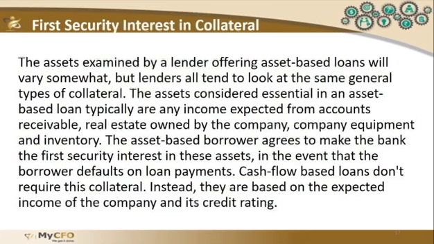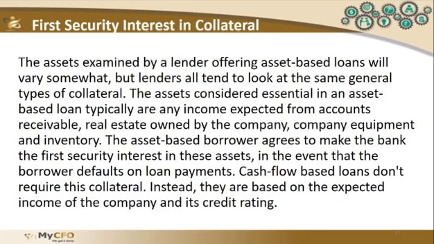In an asset-based loan, typically the collateral includes any income expected from AR, real estate owned by the company, company equipment, and inventory. The asset-based borrower agrees to make the lender the first security interest in these assets in the event that the borrower defaults on loan payments.